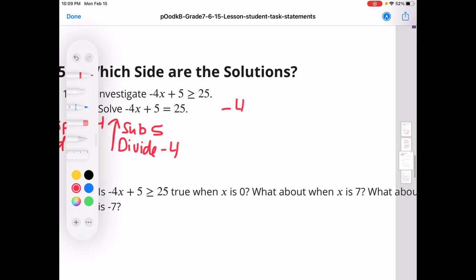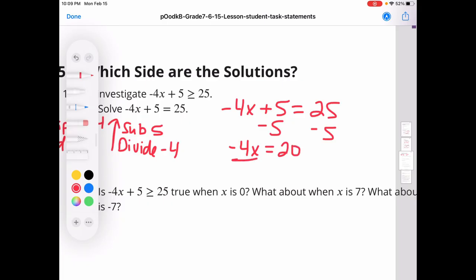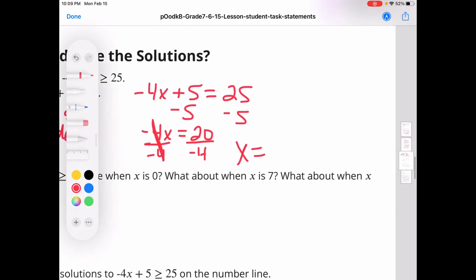So we'll move over here. Negative 4 times x plus 5 is equal to 25. So first I need to subtract 5 from both sides. That gives me negative 4 times x is equal to 20. And then now I can divide both sides by negative 4. So when I do that, that leaves me with x is equal to 20 divided by negative 4, which is negative 5.